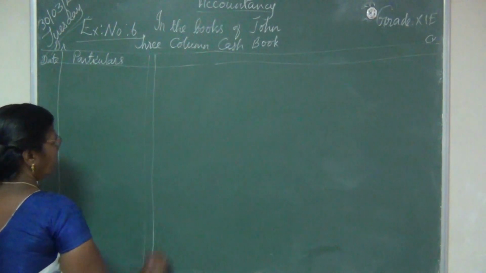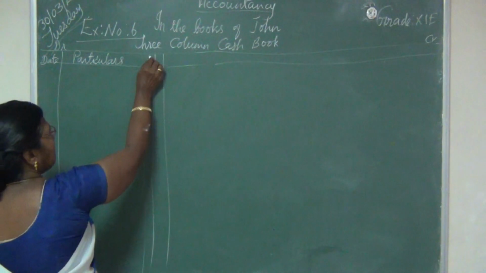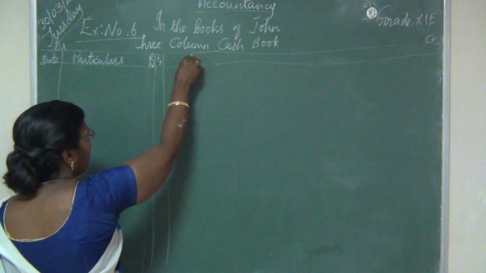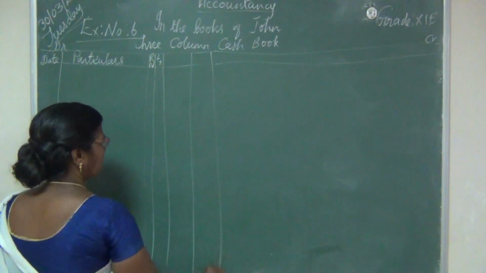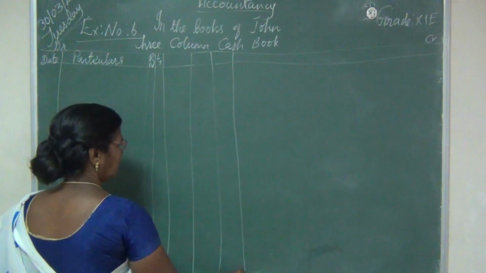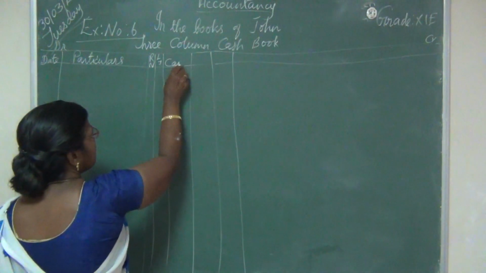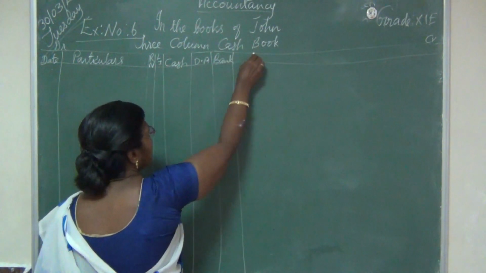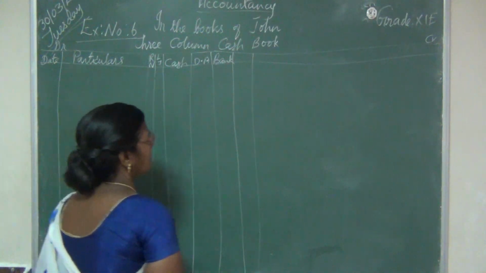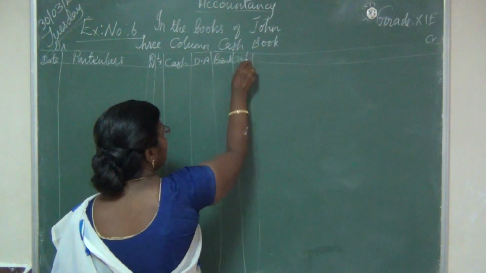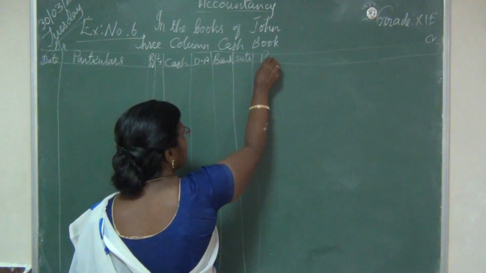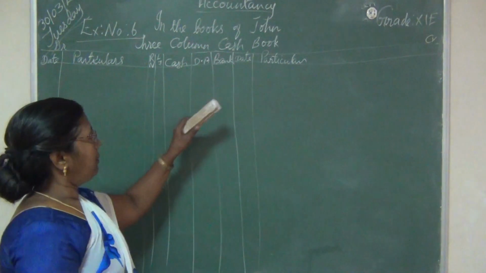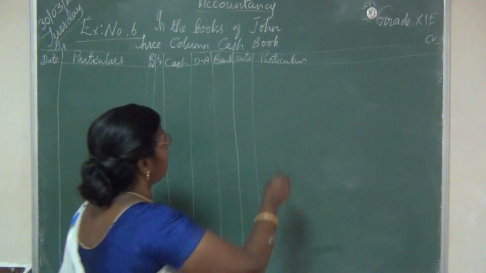Then two small columns for receipt number and LF, ledger folio. Then 3 amount columns: cash, discount allowed, then bank. One side over. Now the second side, right side, date. Then particulars. You can write either particulars or payments. This particulars will be receipts.